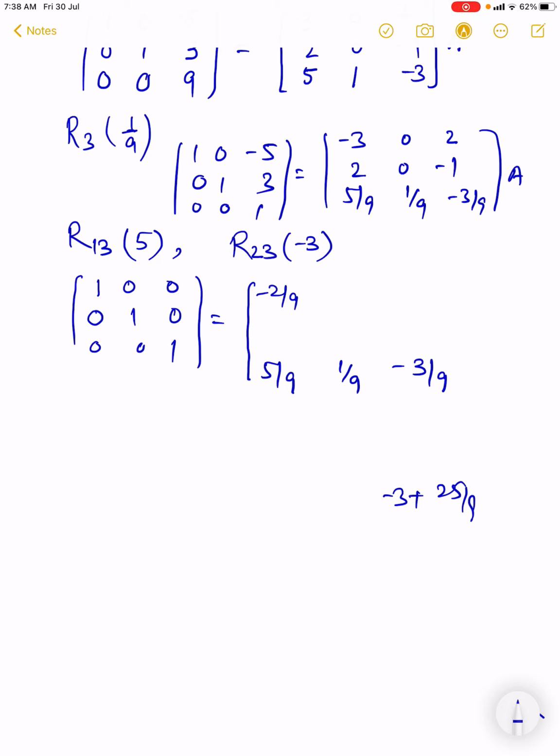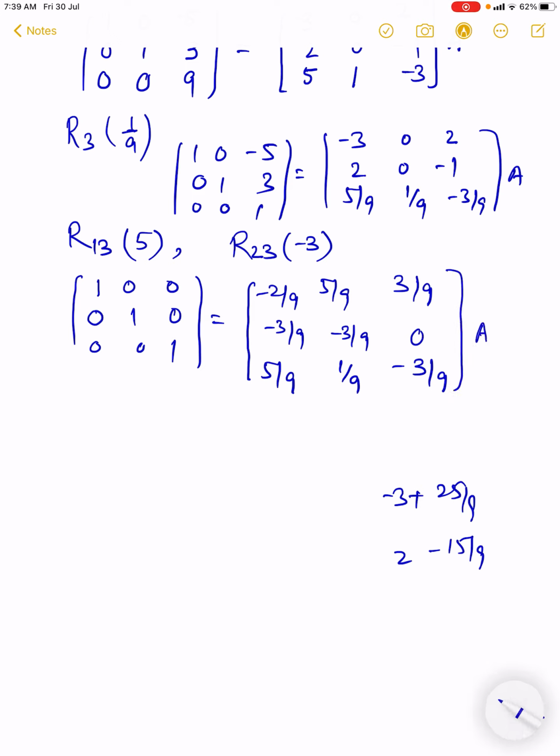Next 5 by 9 minus 15 by 9. 2 minus 15 by 9. That is 3 by 9. Next is minus 3. 2 minus 15 by 9. That is minus 3 by 9. Again it is 3 by 9. Minus 3 by 9, sorry. And this is 9 by 9. This is 1. 1 minus 1 is 0 into A.